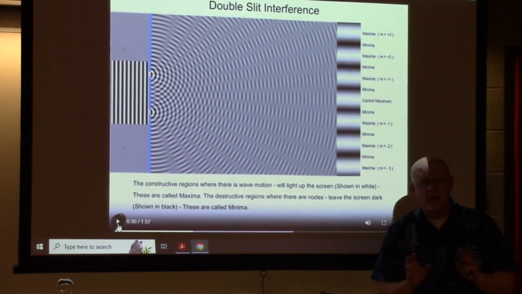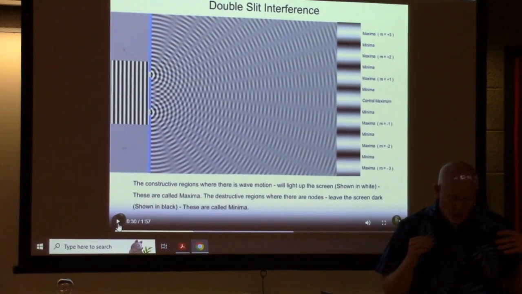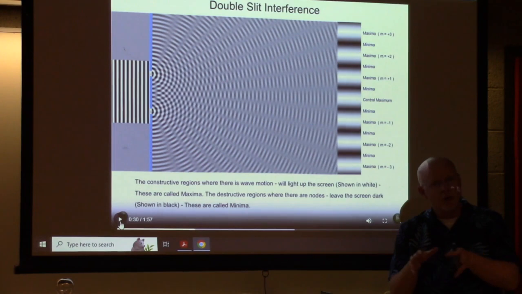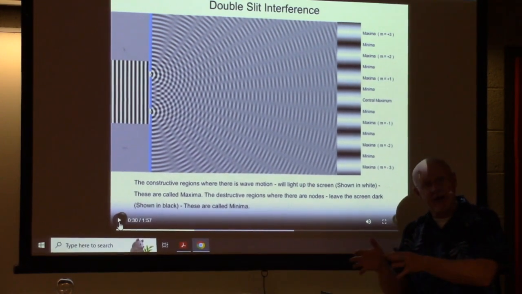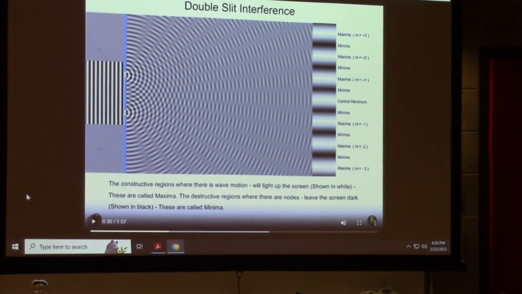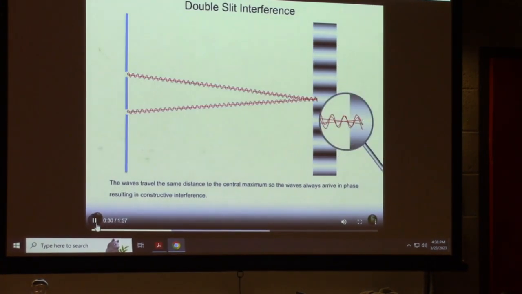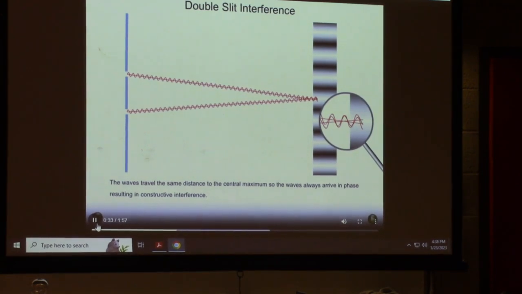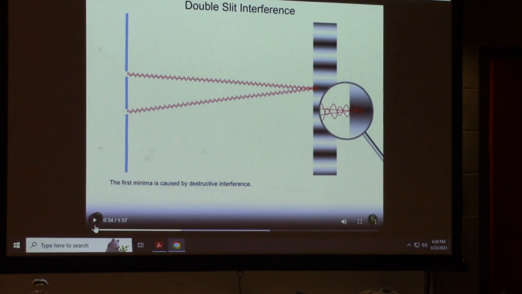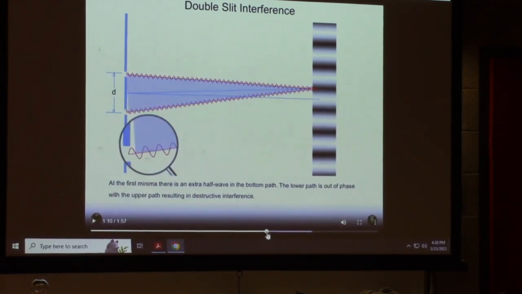So every place where one of the slits travels 1 wavelength further, or 2 wavelengths, or 3, or 4, or 5 wavelengths, we should get constructive interference. Let me keep playing the animation, because here's where I think the author of this animation did a good job. I guess I should go back just a fraction.